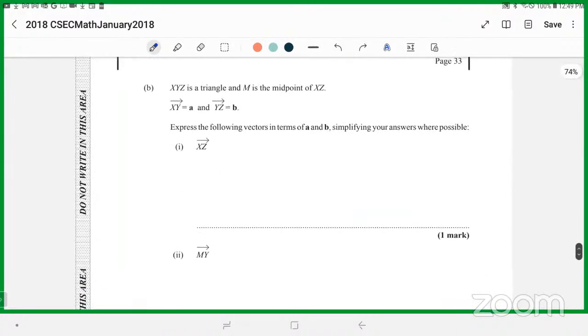All right, it's a different question. It says XYZ is a triangle and M is the midpoint of XZ. Now notice, guys, on this question, they have not shown me a triangle. They tell me of a triangle, but they don't show me it. What would you do? The vector XY is A, and the vector YZ is B, and they start to ask you questions about it. What would you do in the exam room?